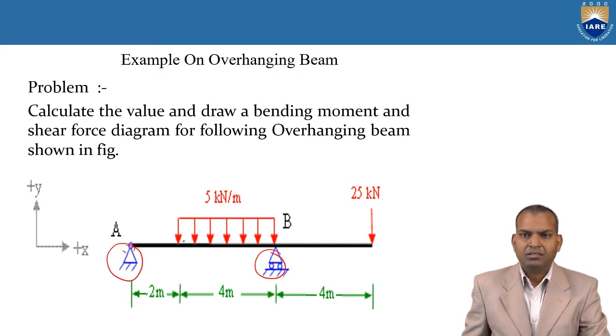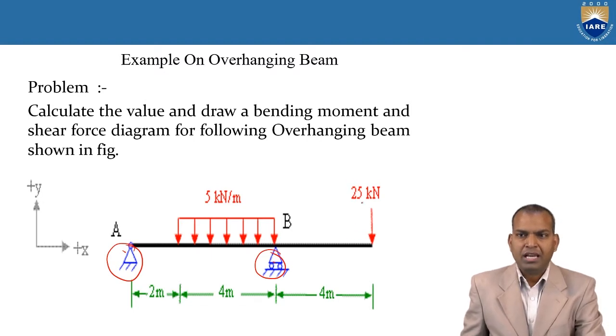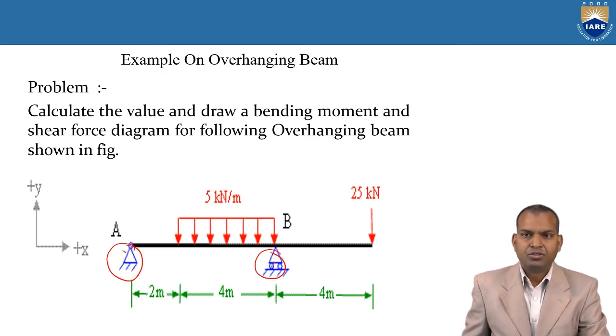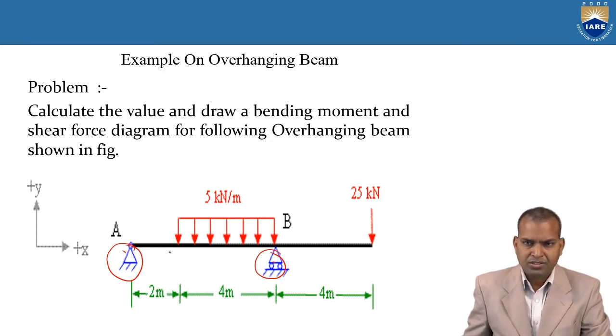There is the UDL. The span of the UDL is 4 meters and the total span of the beam is 10 meters. There is a point load acting at the extreme end of the beam, that is 25 kilonewtons, at a distance of 4 meters from the roller support. So how do we solve the shear force and bending moment diagrams in this case?